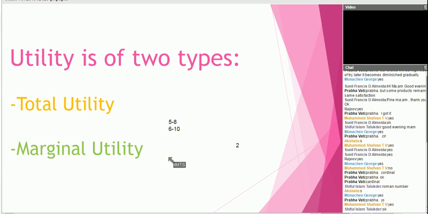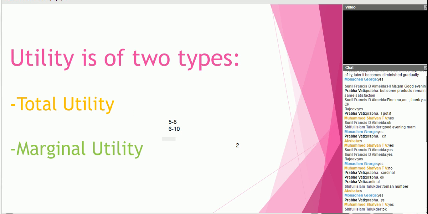Okay. So what is the total utility of the 6th unit? It is 10. And what is the marginal utility of the 6th unit? It is 2. All right? So the behavior of the consumer is dependent on the marginal unit. It is not dependent on the total. It depends on the marginal satisfaction which we are getting after consuming every additional unit.